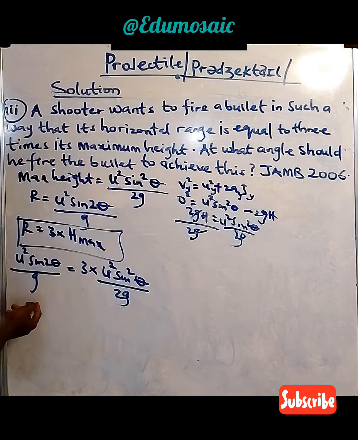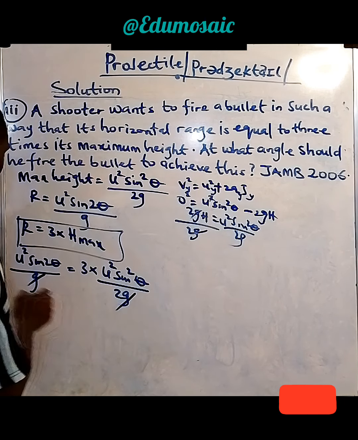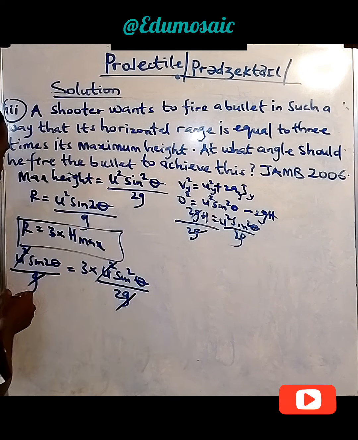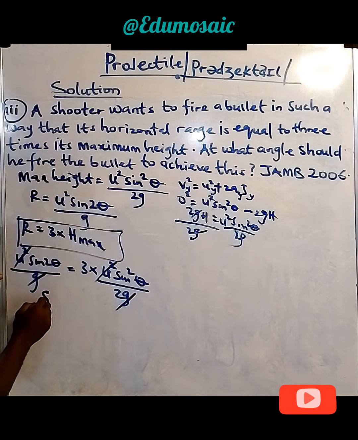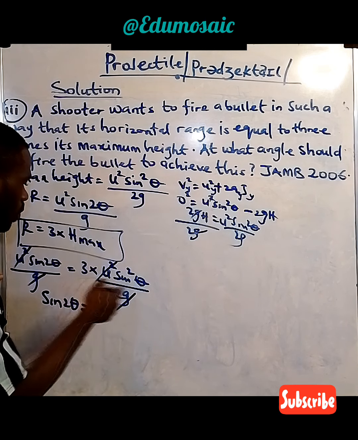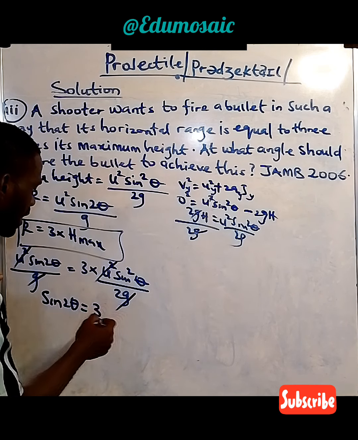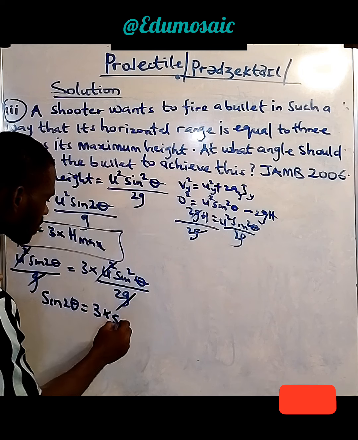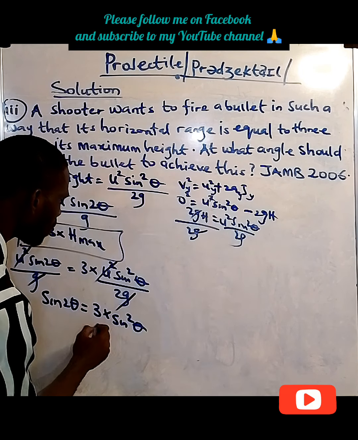So we have gravity on this other side. So gravity takes out gravity. Initial speed squared takes out initial speed squared. So what do we do next? The next thing we do is sine 2 theta equals, what do we have? We have a 3 right here times sine squared theta over just 2.